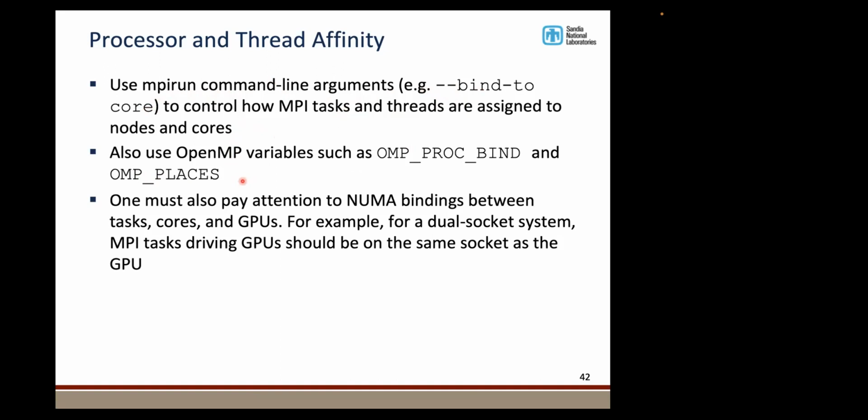For example, if you're running a dual socket system, then you don't want the MPI tasks driving the GPUs on different sockets from the GPU. You want to be on the same socket. So these are different considerations you need to think about of how you are binding your tasks and your threads to the different resources that you have on your node.